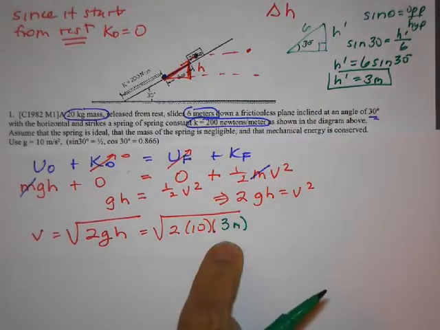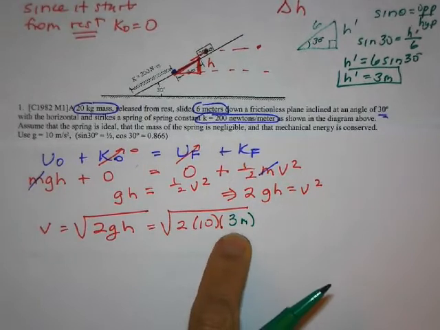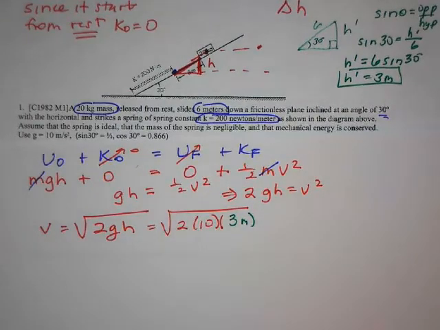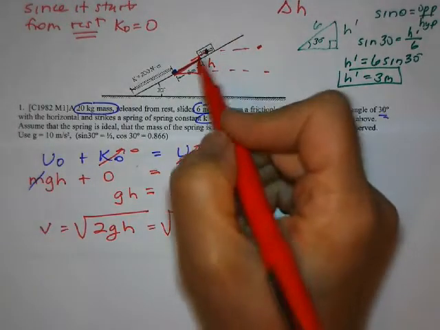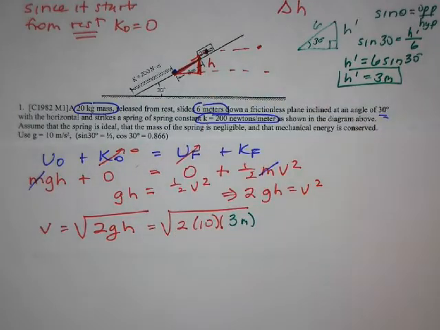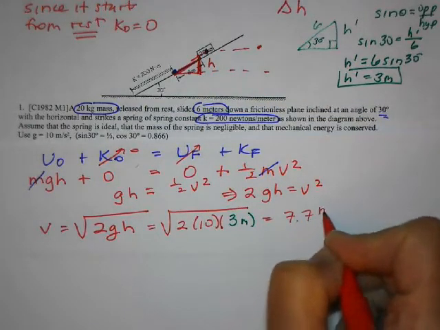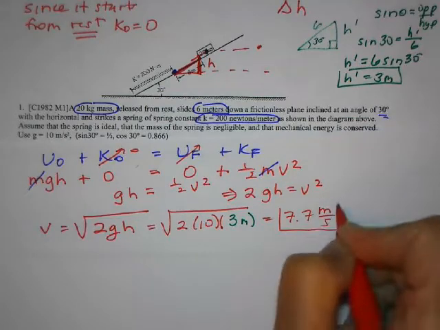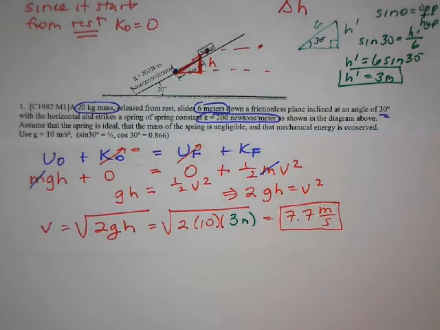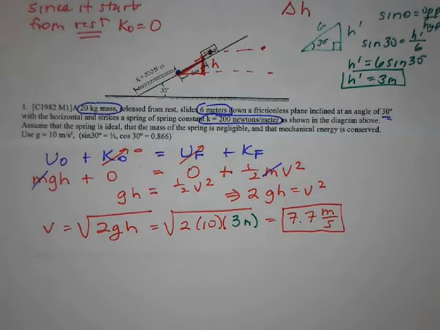This is probably the trickiest part of this problem, making sure you don't make a mistake and you use the correct height for gravitational potential energy. So when we do this on our calculator, we get 7.7 meters per second. All right, part B, and again, this is a classic physics problem with a block starting from rest, sliding down an incline and hitting a spring and compressing it.